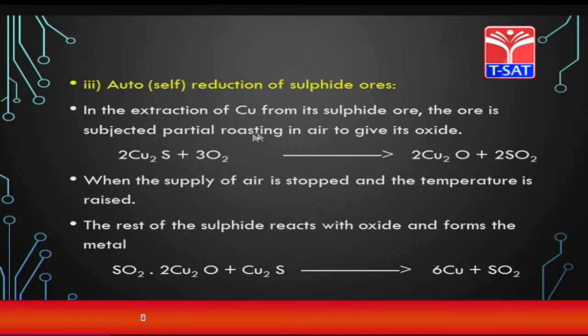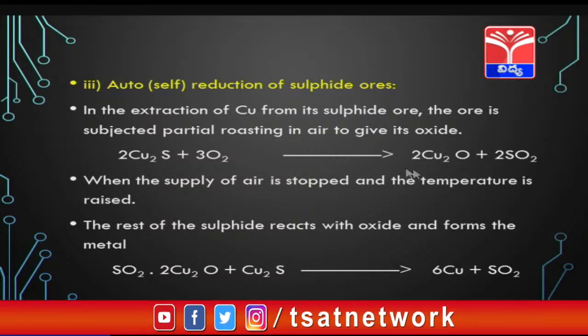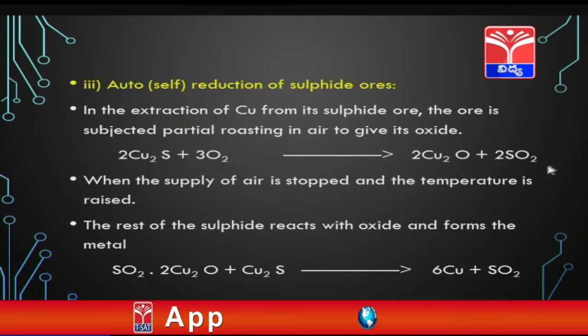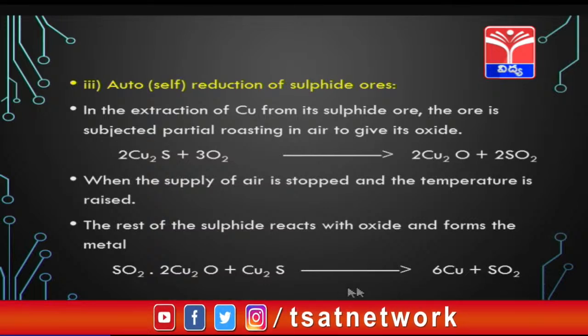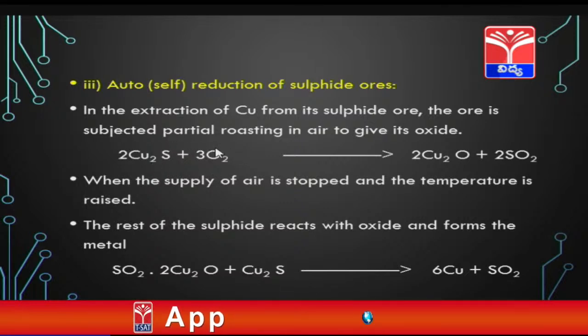So, what we have done in this process, children? This is called a self reduction. That means we have supplied only little amount of air. So, when roasting is done in limited amount of air, then sulphur reacts with oxygen to form sulphur dioxide and copper reacts with oxygen to form cuprous oxide. Now, when we have stopped the supply of air, then what happens? The sulphur dioxide combines with cuprous oxide and it again reacts with copper sulphide, forming copper and sulphur dioxide. So, totally sulphur itself present in the ore has reacted with oxygen and it has directly liberated the metal.